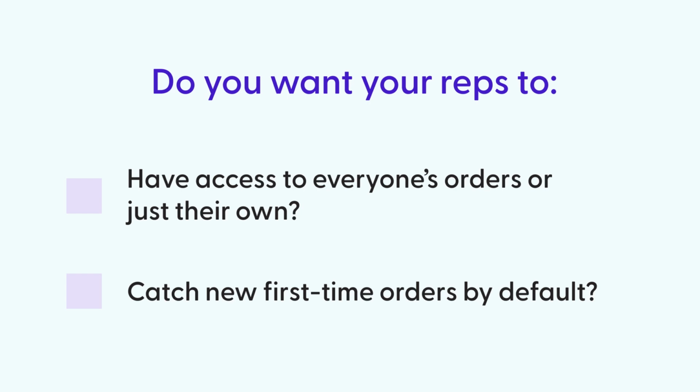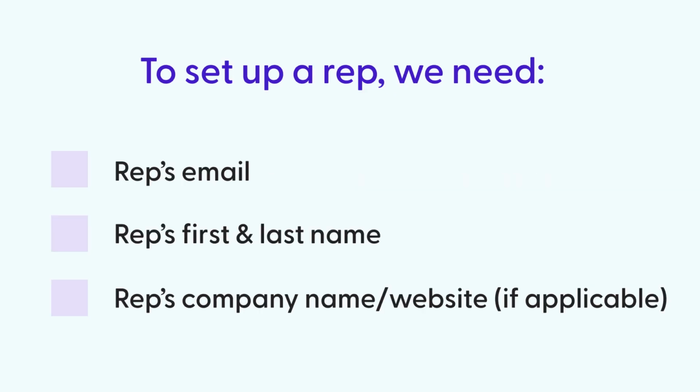The second question is a little more in the weeds, but do you want this rep to catch first-time orders by default? So you can set, as we're going to show, the default rep for a customer relationship in the CRM within Candid. But for those orders you get where they haven't met you yet, you don't know who's going to get them, you can have them either go to the rep or the main company. So those are the two questions to answer. And once we have that information, we'll just need a name, an email, and a company, and we'll be able to get the reps added and created and linked to your account.